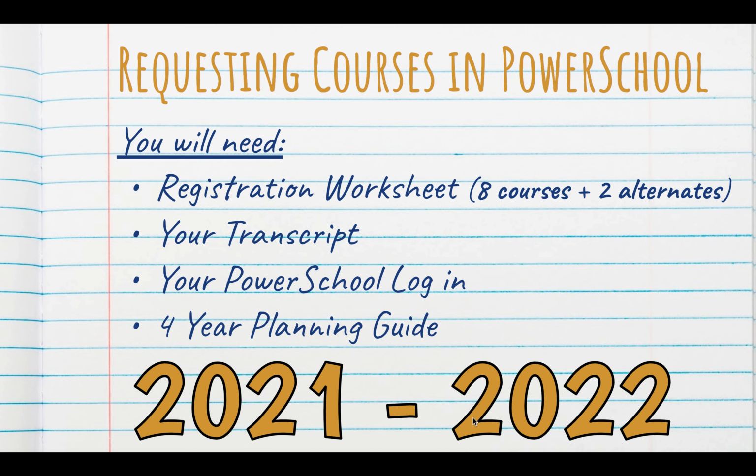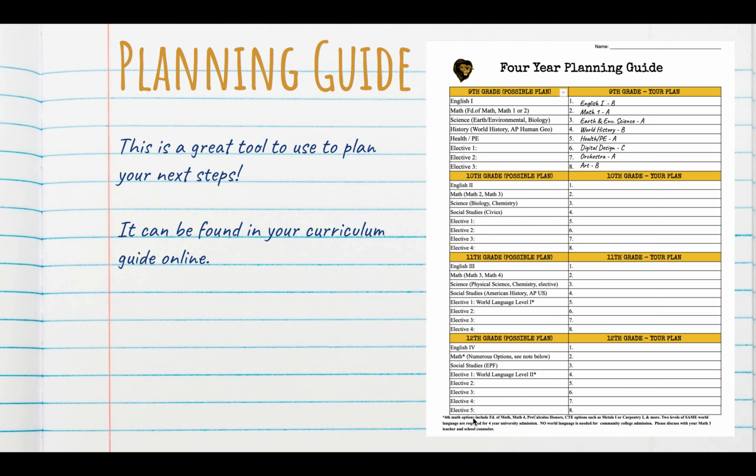When requesting courses in PowerSchool, you will need 4 items: your registration worksheet, your transcript, your PowerSchool login, and your 4-year planning guide. This is an example of your planning guide. It is a great tool to use to plan your next steps. It can be found in your curriculum guide online on the Shelby High School website.